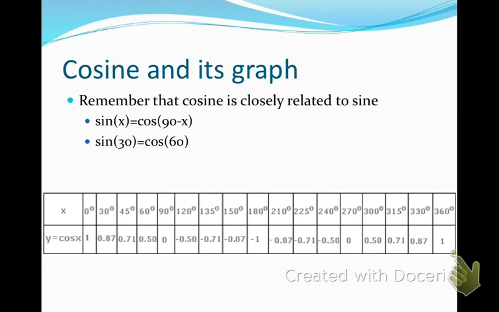Cosine is really closely related to sine. If you take the sine of a number or an angle and find the complementary angle, 90 minus that, you're going to find the cosine value. So for example, the sine of 30 degrees equals the cosine of 60 degrees. A couple of observations to make real quick. We start at 1, decrease to 0, decrease to -1, back up to 0, and we continue going up to 1 again.